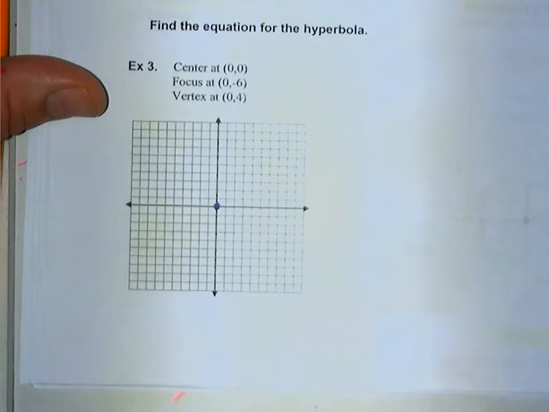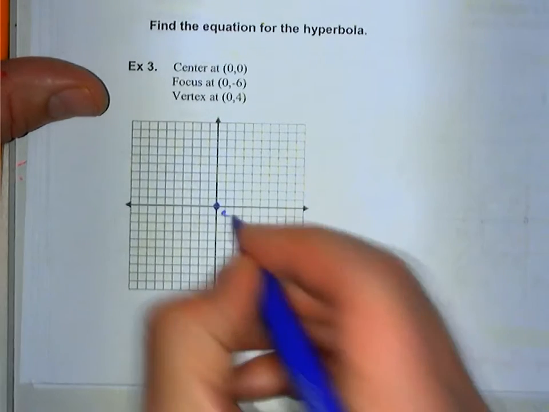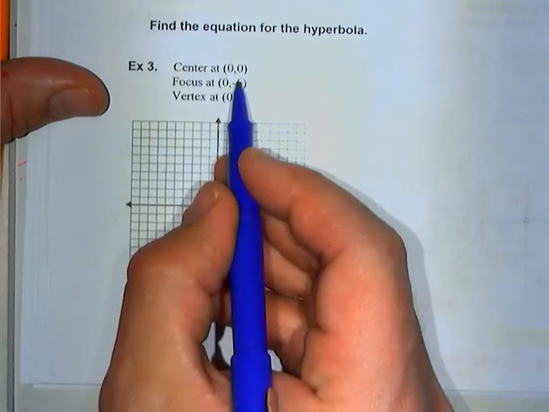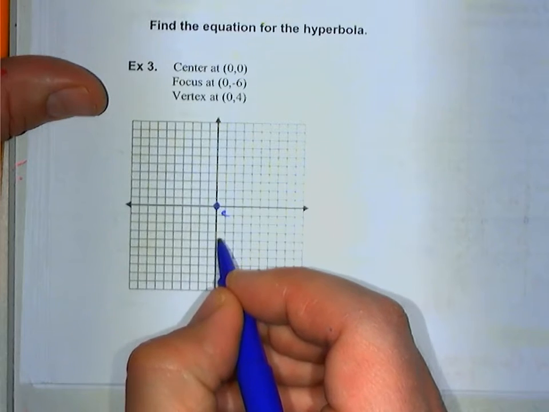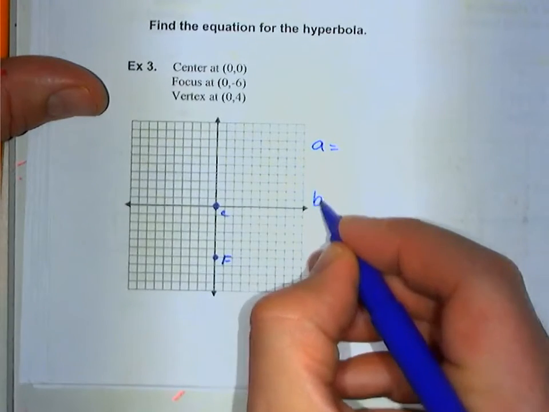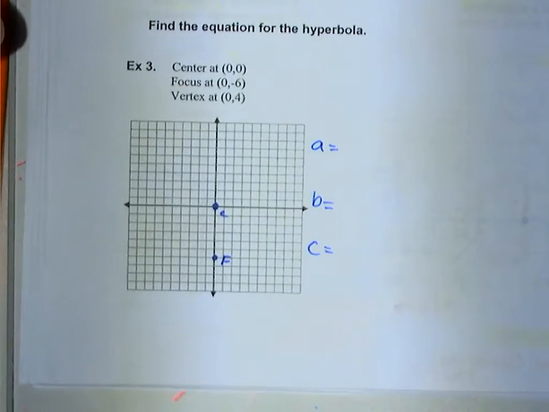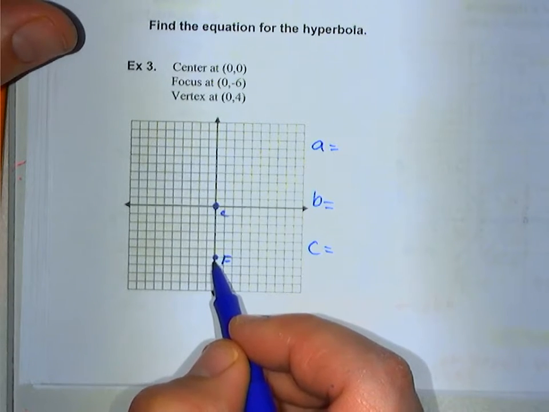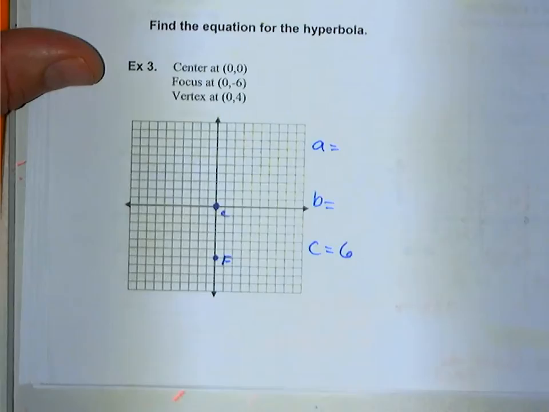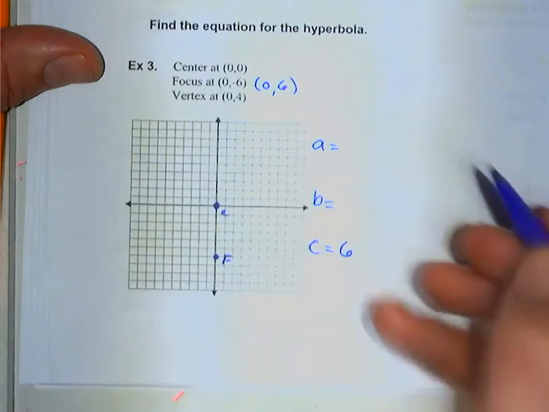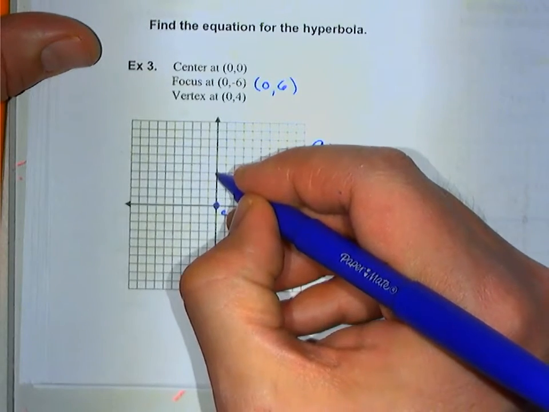I'm going to go ahead and graph my center. Okay, so that's C, my center. And I'm going to do my focus. My focus is 0, -6. So again, that's down. 1, 2, 3, 4, 5, 6. And with that information, I know the C value, so I know C is 6. So I know the other focus is at 0, 6. Just go up the other direction. 1, 2, 3, 4, 5, and 6.